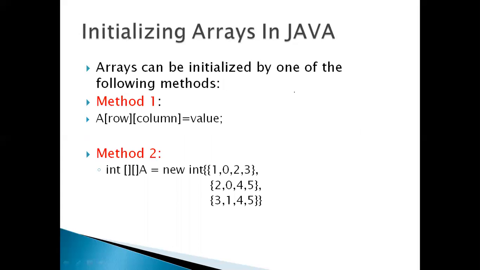Now, how to initialize 2D arrays in Java? We have two methods. Method 1, we write the name of the array followed by row number and column number, and we assign the value there. The second method is int followed by two square braces followed by the name of the array is equal to new int, and we write the values in curly braces. Both the methods can be used to initialize an array.